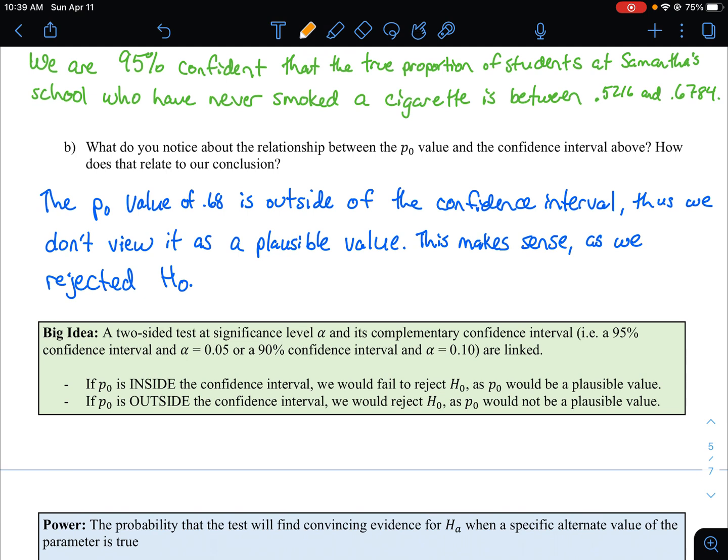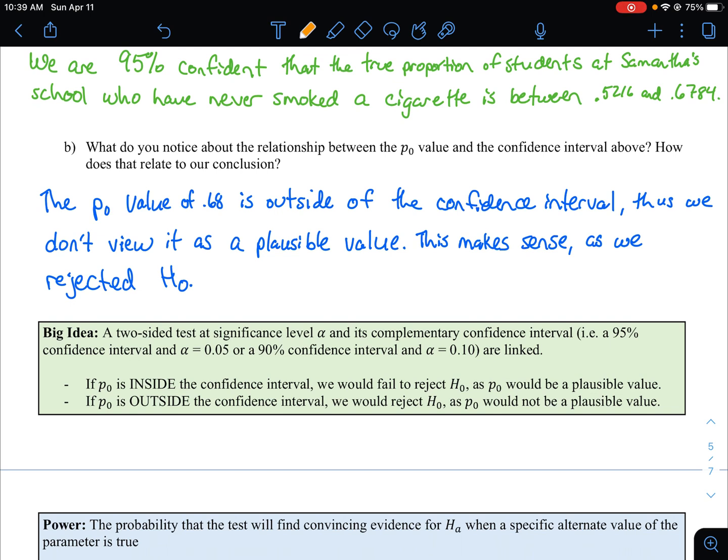The big idea here is in this green box. Any two-sided significance test, so it has to be when our alternative hypothesis is not equal to. Okay, if we have a one-sided test, this relationship doesn't hold. But in any two-sided test, the confidence level and its complementary significance level, so for example, a 95% confidence interval with a significance level of 0.05, so 95% and 5%, or a 90% confidence interval and a 10% significance level, right? They're going to add to 100. They're linked. And the way that they relate to one another is this.